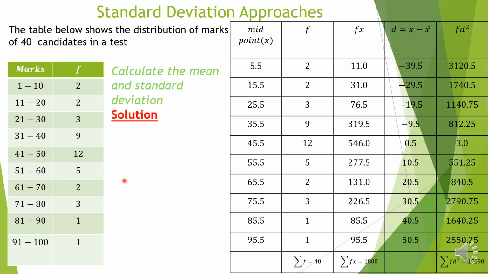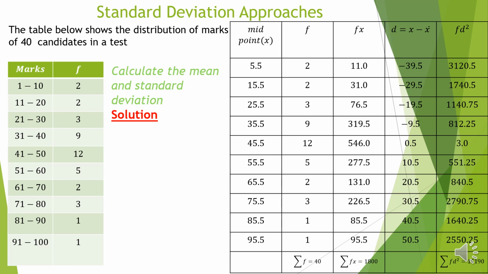Similarly, 51 plus 60 divided by 2, that's 55.5. 61 plus 70 divided by 2 is 65.5. 71 plus 80 divided by 2, we are at 75.5. 81 plus 90 divided by 2, we are at 85.5. And lastly, 91 plus 100 divided by 2, we are getting 95.5.